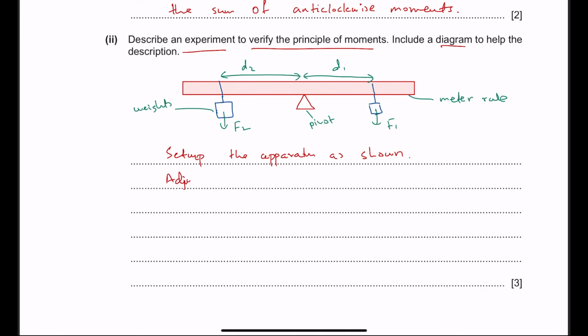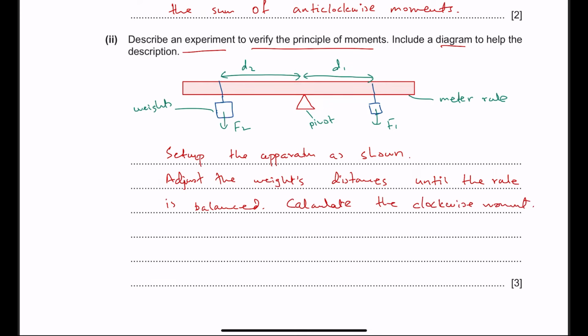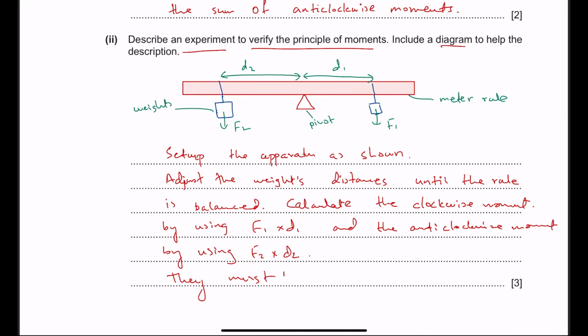So set up the apparatus as shown, and then adjust the weights' distances until the rule is balanced. Now once it's balanced, the principle of moments must apply, which is the sum of clockwise moment applied by force F1 should be equal to the sum of anti-clockwise moment applied by F2. Now they must be equal.